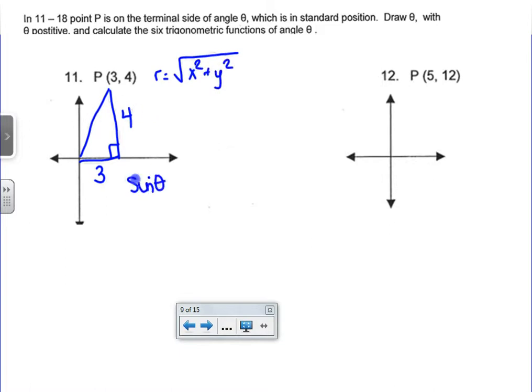So remember that's going to be sine, cosine, tangent, cosecant, secant, and cotangent. And remember, if you end up with radicals, I want you to rationalize the denominator.